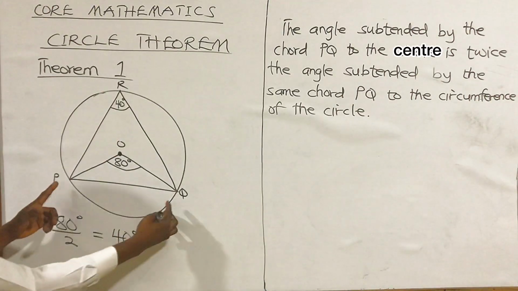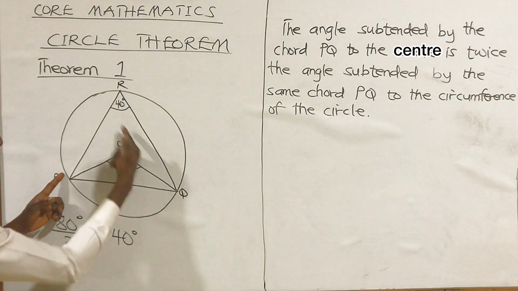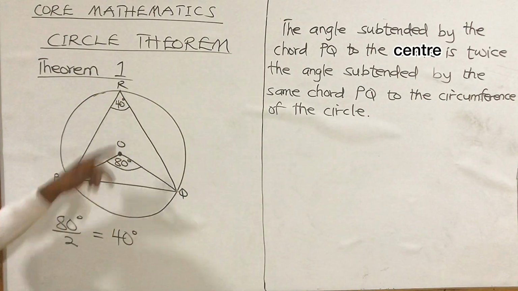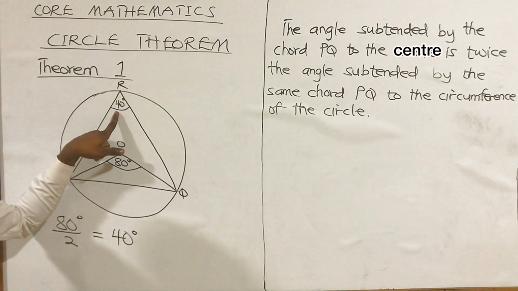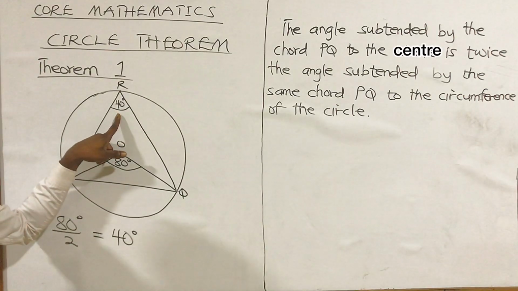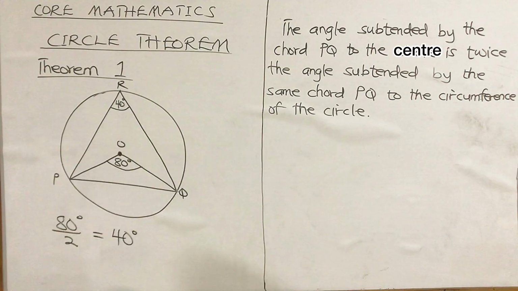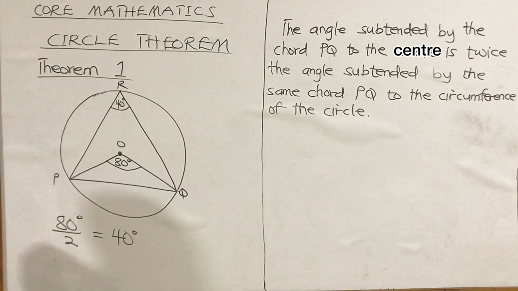The angle subtended by the chord PQ to the center is twice the angle, this angle, subtended by the same chord PQ, but this time around to the circumference of the circle. So basically, this is Theorem 1. Again, in a case where an angle is also given to you at the circumference, then for you to get the angle at the center, we are going to multiply the 40 by 2 to get the 80 degrees. And this is the reason.